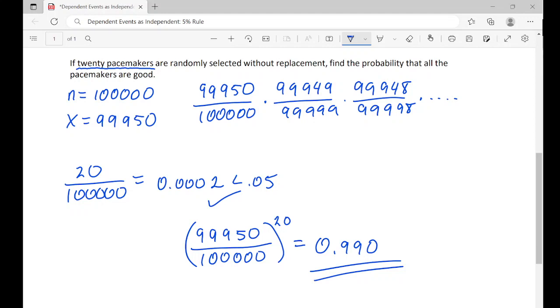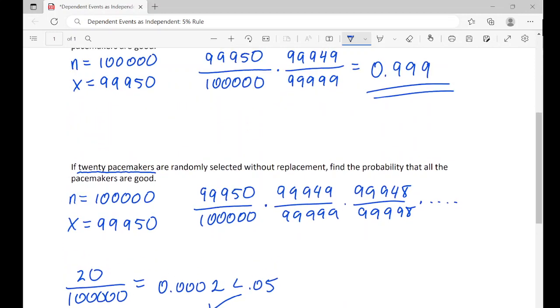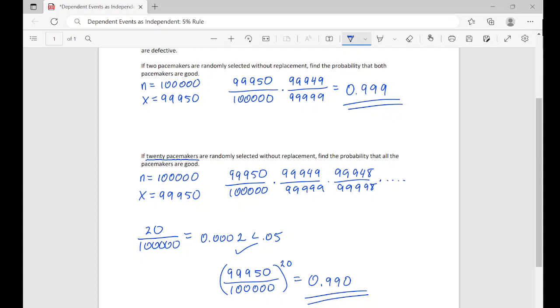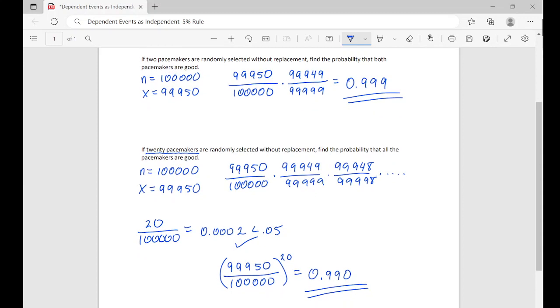So if you can, using the 5% guideline to treat a dependent event as independent can make all the computations much easier, because I don't think anyone would want to do this out 20 times or even 100 times or whatever. 2 times, like we did here, not too bad. That can be done very easily. But dealing with 20, 30, 40, 100, that's just too much. So use the guideline. If it's less than 5%, then it's valid and we can just treat it as independent.